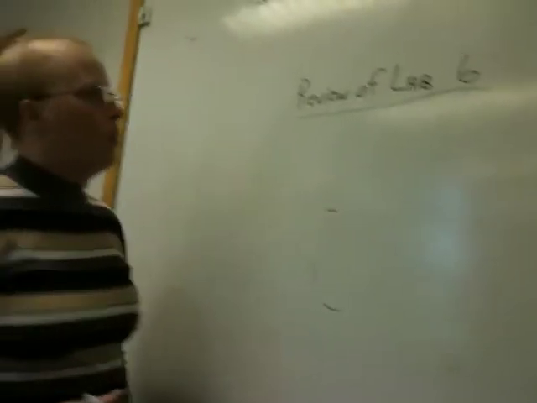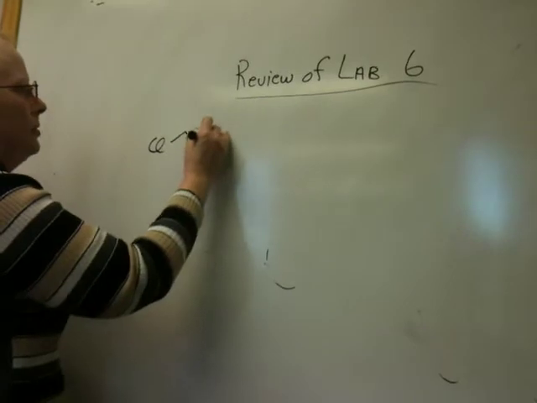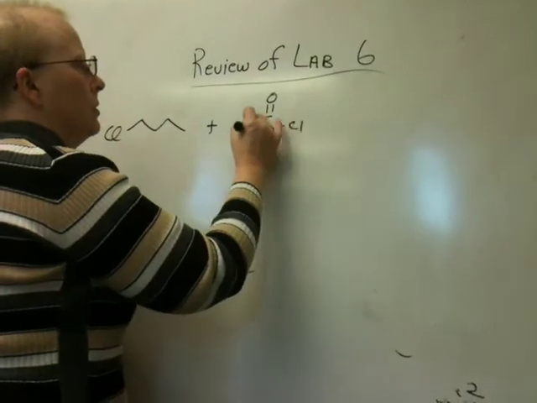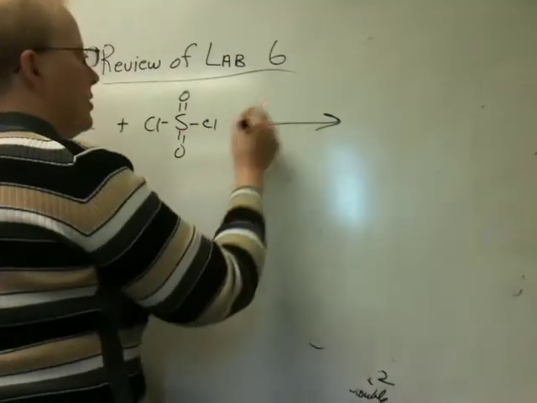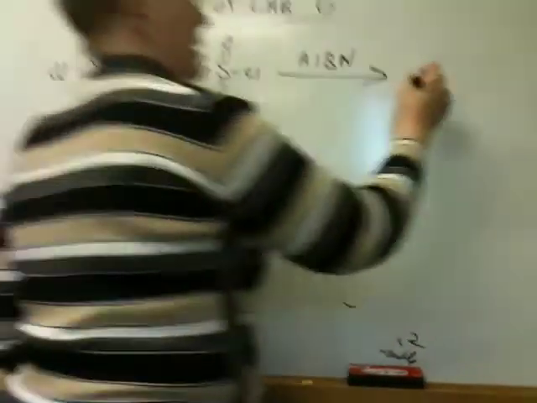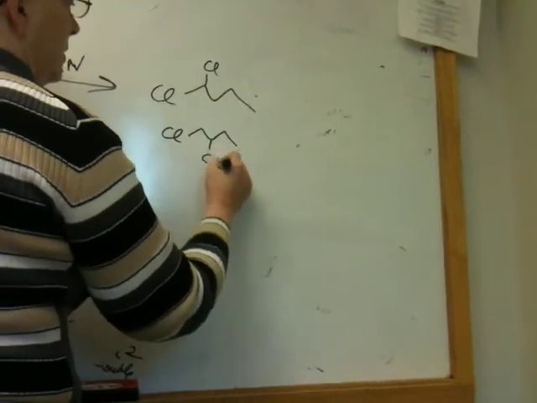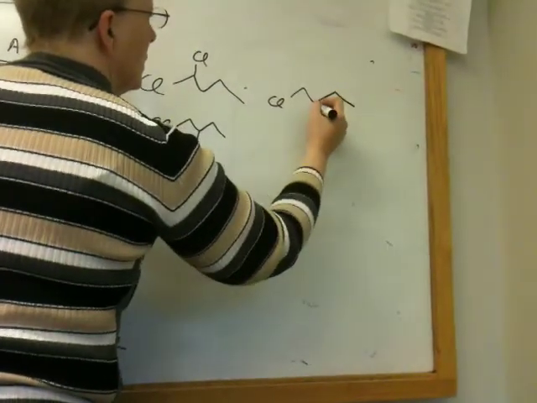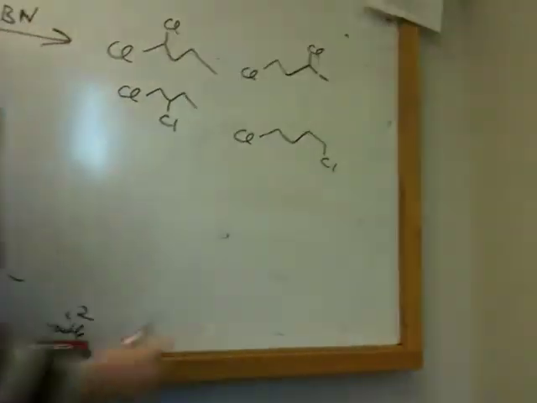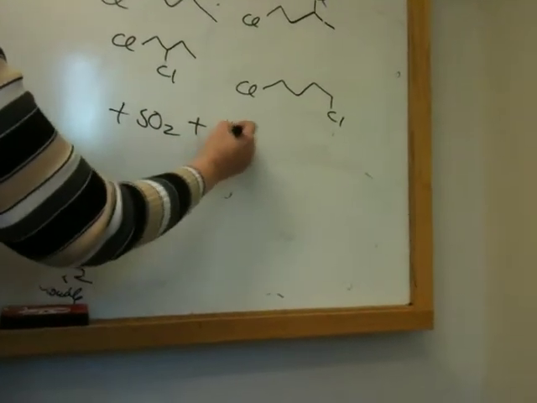What we did in lab was we took a compound called chlorobutane, and we chlorinated it using sulfuryl chloride and a compound called AIBN, and I'm going to talk about that in a second. And our goal was to produce these 4 compounds, okay, plus SO2 plus HCl, okay?